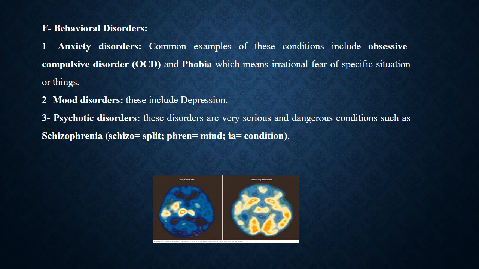F. Behavioral disorders. Number 1. Anxiety disorders. Common examples of these conditions include obsessive compulsive disorder and phobia, which means an irrational fear of specific situations or things. Number 2. Mood disorders. These include depression. Number 3. Psychotic disorders. These disorders are very serious and dangerous conditions, such as schizophrenia.